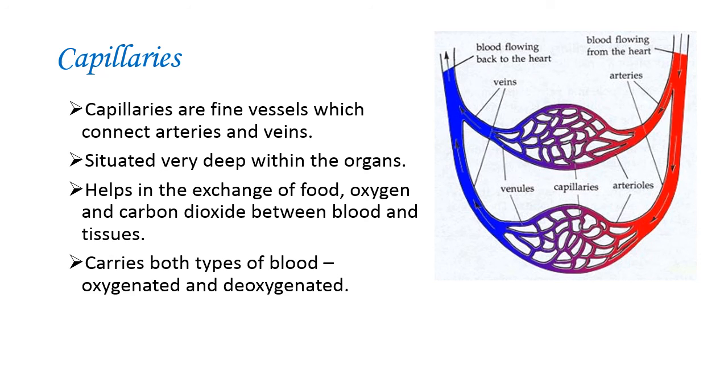You can see the capillaries. They are carrying both types of blood, oxygenated blood as well as deoxygenated blood, which is shown by red and blue color. In arteries, the blood which is flowing is oxygenated. It is shown by red color. In the veins, the blood which is flowing is shown by blue color, which shows deoxygenated blood.